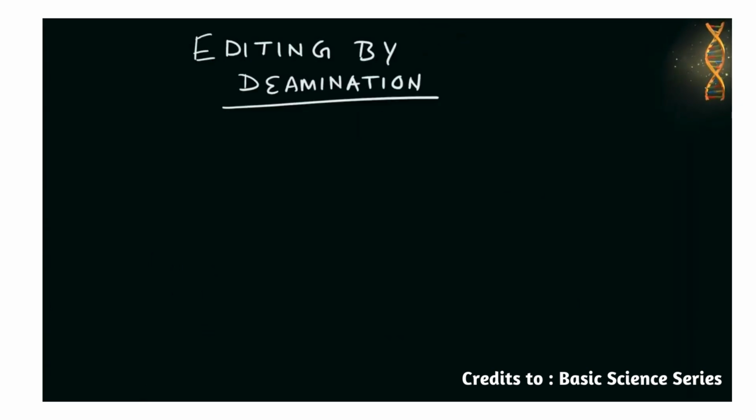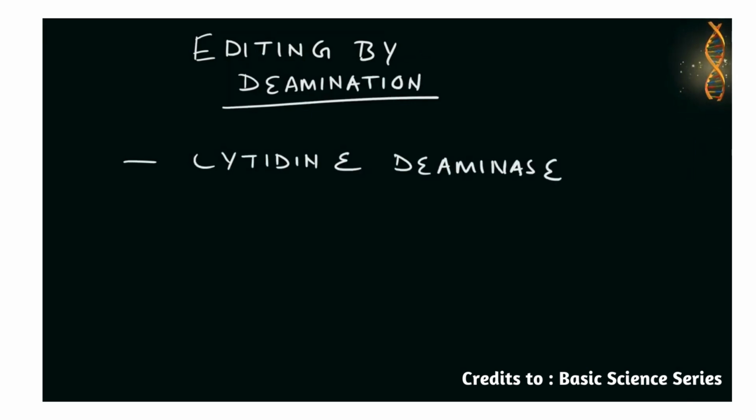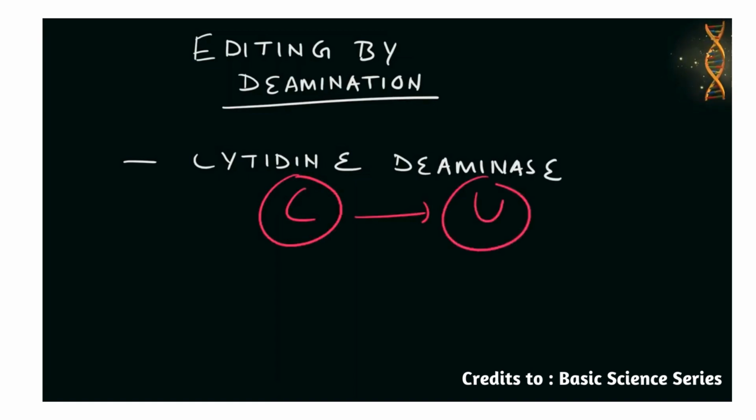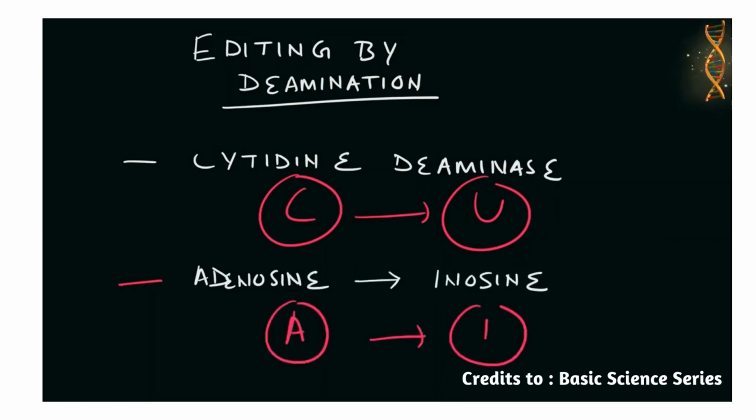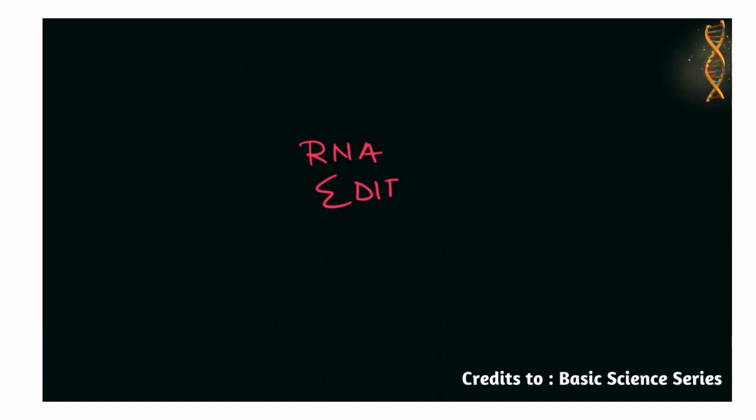Another mechanism of RNA editing is editing by deamination. The editing involves cytidine deaminase that deaminates a cytidine base into a uridine base. Also, there is another type of deamination where adenosine is deaminated into inosine.